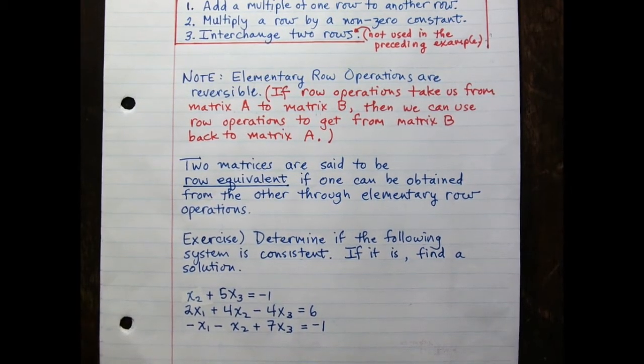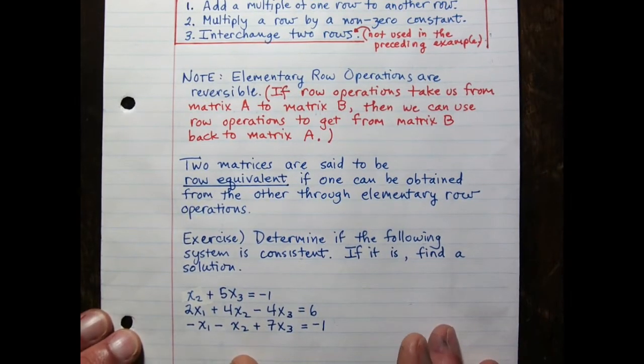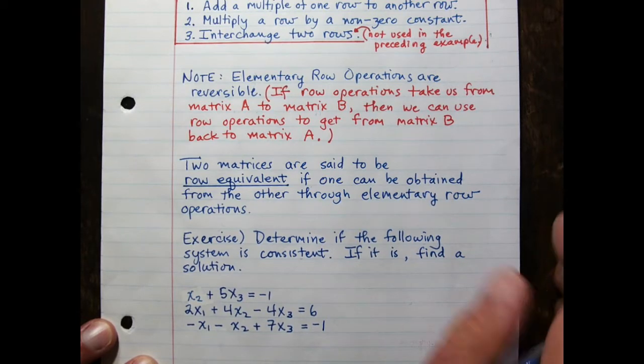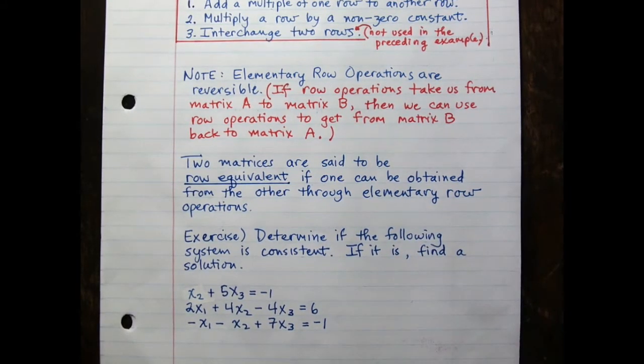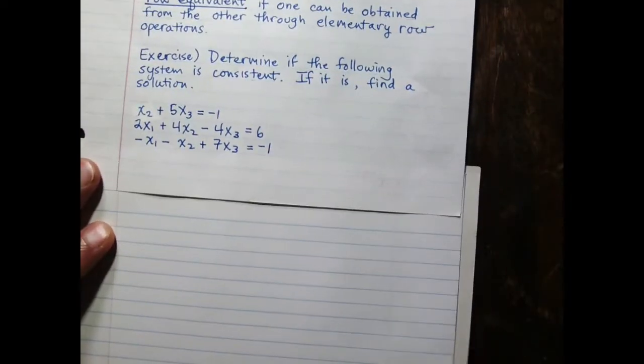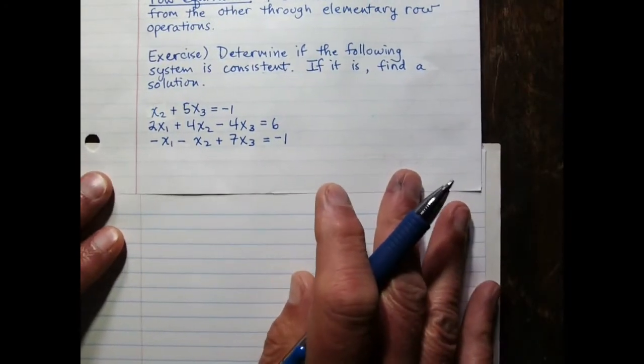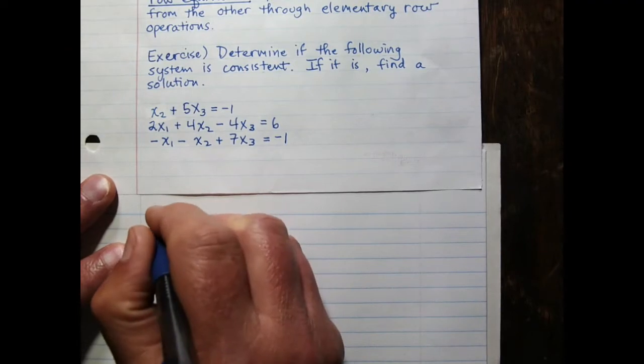Now we're going to do one more exercise here. Let's determine if the following system is consistent, and if so, find a solution. There are three equations here, and there are just three variables involved. So let's set up the augmented matrix for this system.